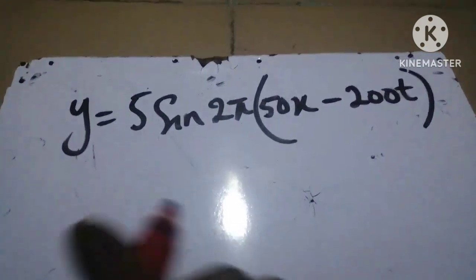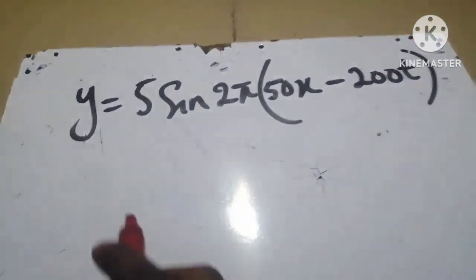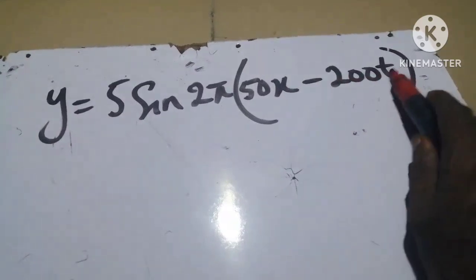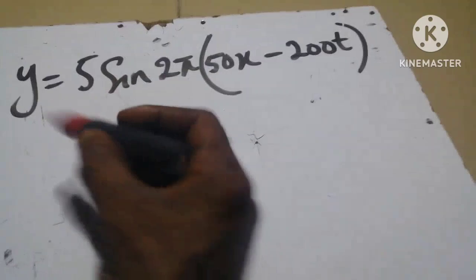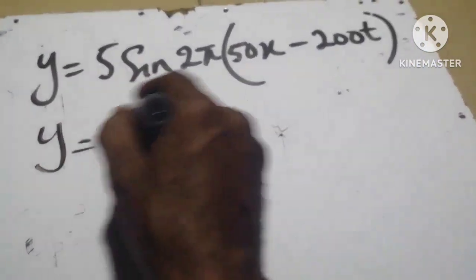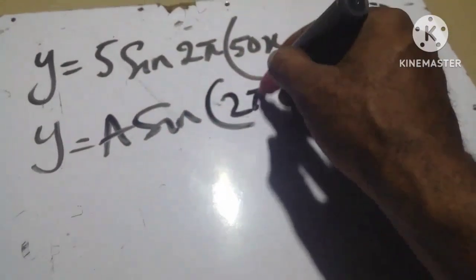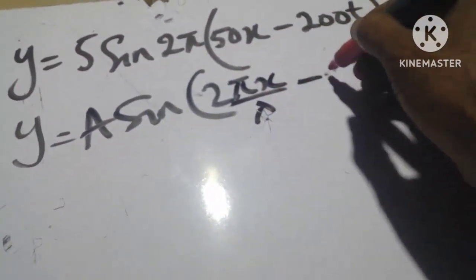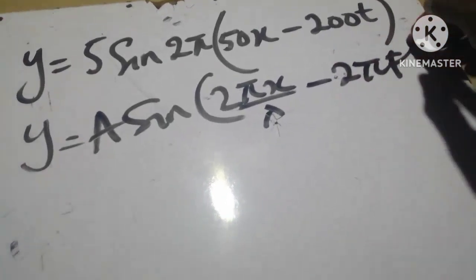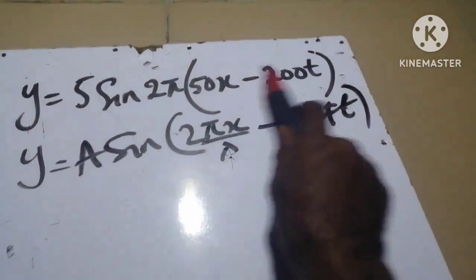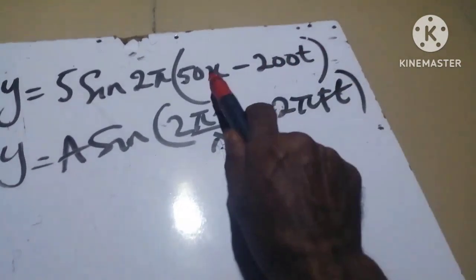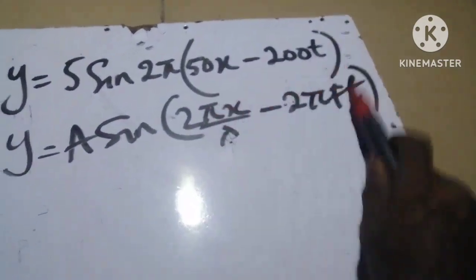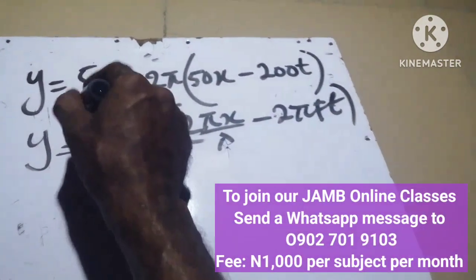Whenever you are given this kind of question and you're asked to solve, all you have to do is look at this. S comes before t. Since s comes before t, you are going to compare it with this one: y equals 5 sine bracket 2 pi x over lambda minus 2 pi ft. Because s comes before t, you are going to be using this formula to solve. But if t comes before x, you will use the other one, where this is here and this is here.